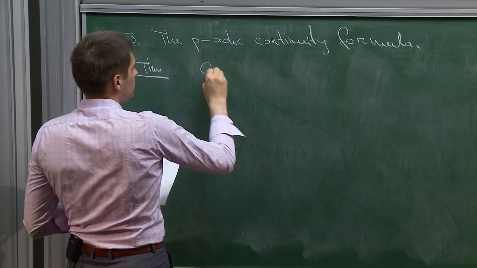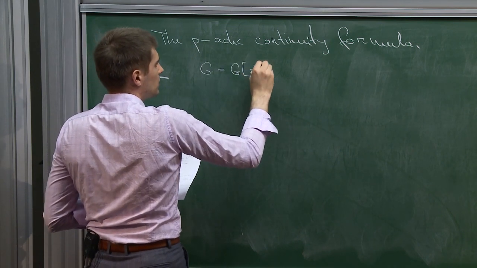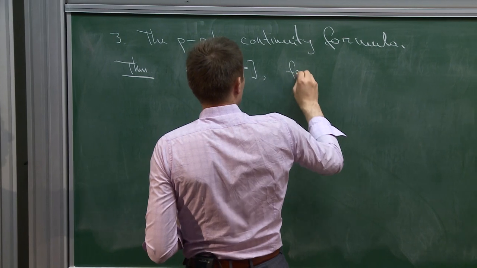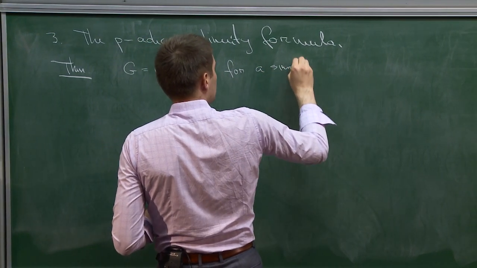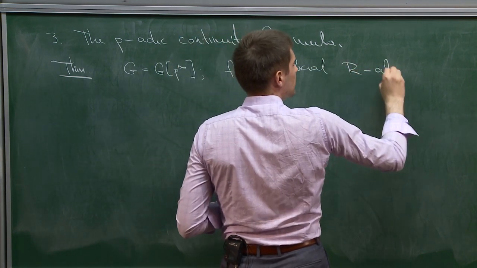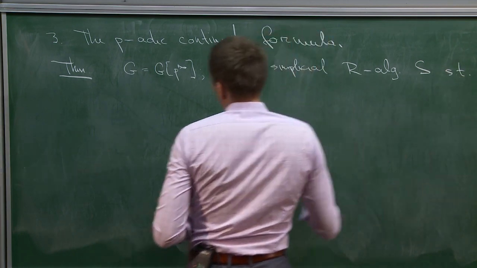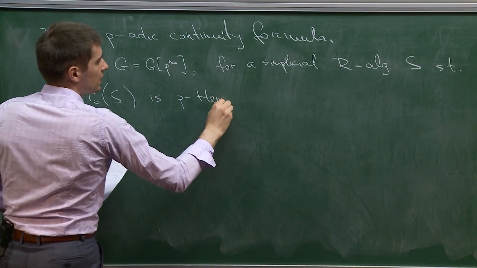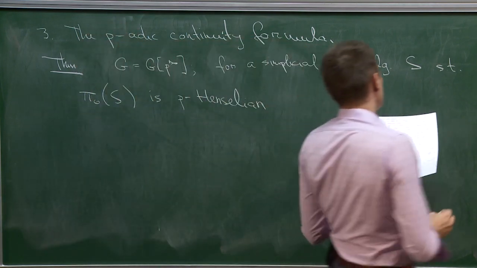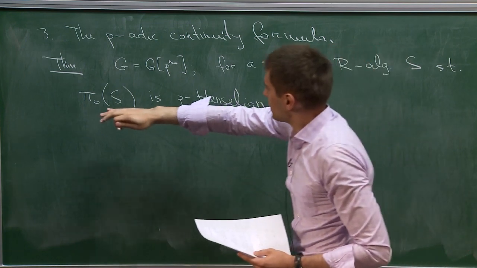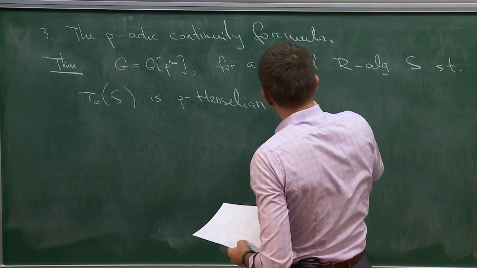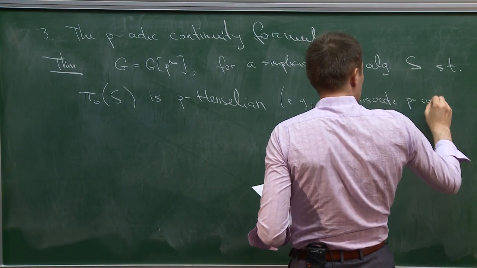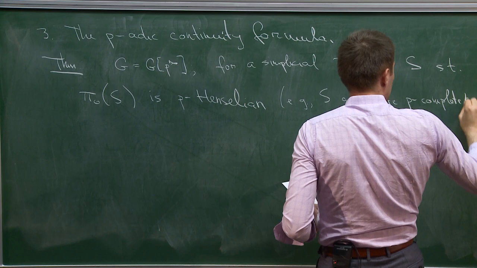Here we assume that G is of p power order. I'll just write it informally like so, that G is killed by a power of p. And then for a simplicial R algebra S, for which the zeroth homotopy group is Henselian along P. So if R is just a usual algebra with no higher homotopy, then this assumption just means that S is Henselian along the ideal P, for instance. So for instance, S could be a discrete and p-adically complete R algebra.